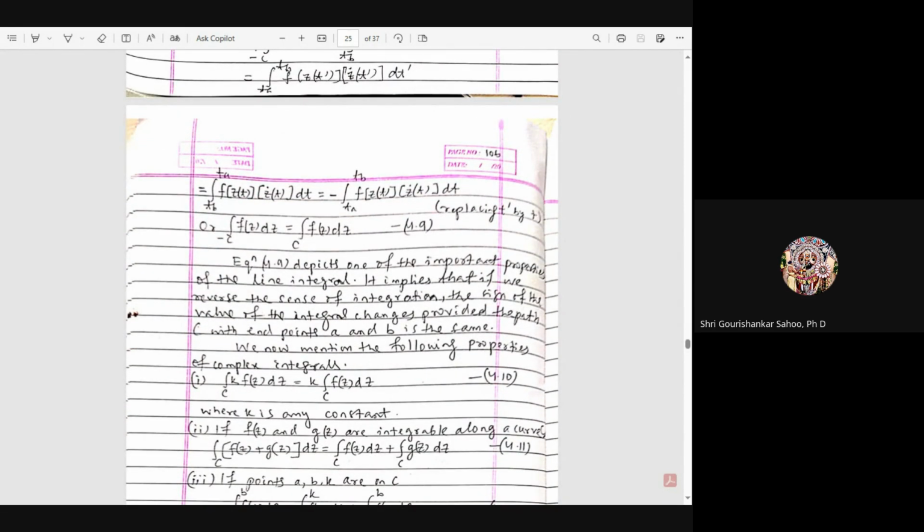And from that you can have your integration over minus C of f(z) dz is equal to minus the integration over C of f(z) dz. So it is independent of the path. If you go from A to B, the result will be the same as that if you go from B to A. And if you reverse the sense of integration, the sign of the value of the integral changes provided the path C with the end points is the same.